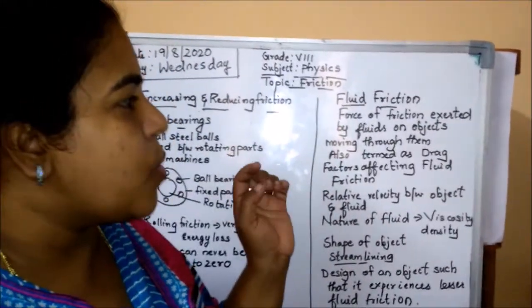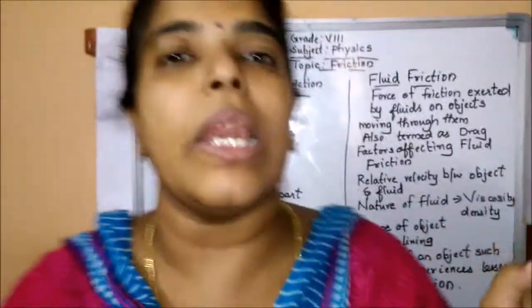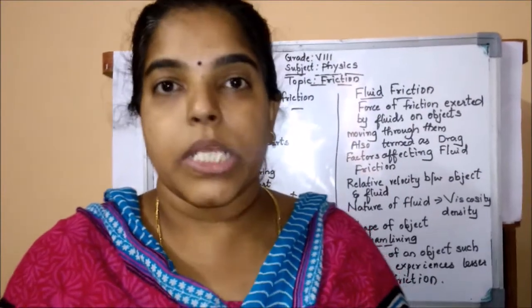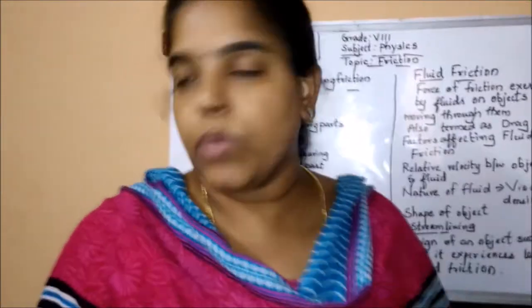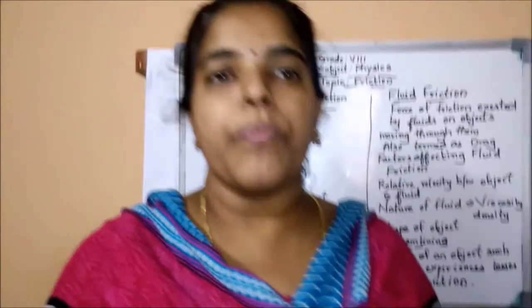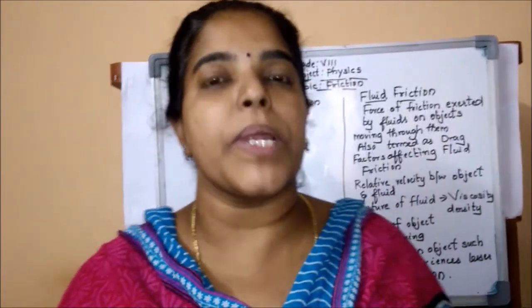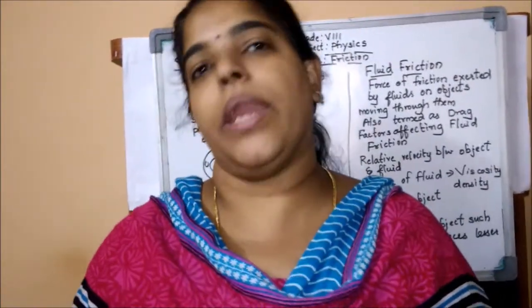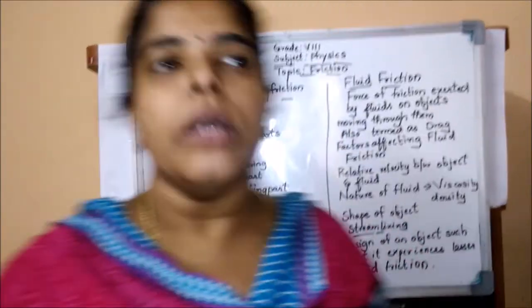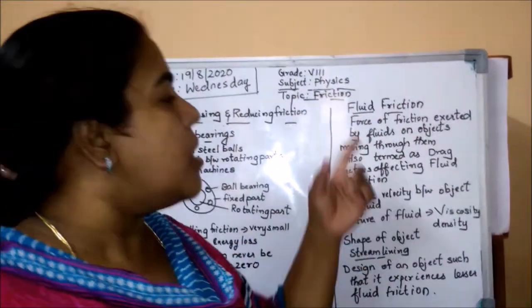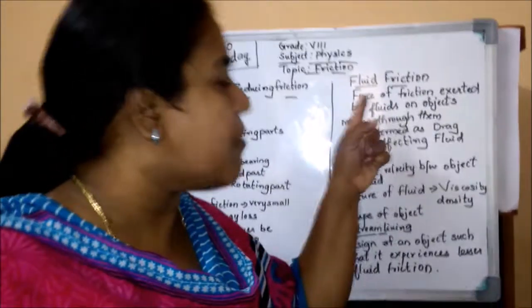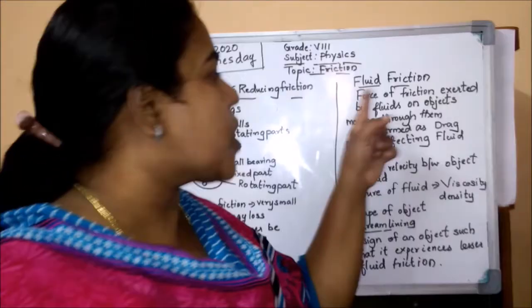So when coming to fluids, I want to talk about liquids. You already know the states of matter. The third state of matter is liquid. You already know the properties of liquid. Liquids have no definite shape and volume. They occupy the shape and volume of the container. When talking about pressure, we already learned that liquids apply pressure on all the walls of the container. So here fluid friction is the force of friction exerted by fluids on objects moving through them.